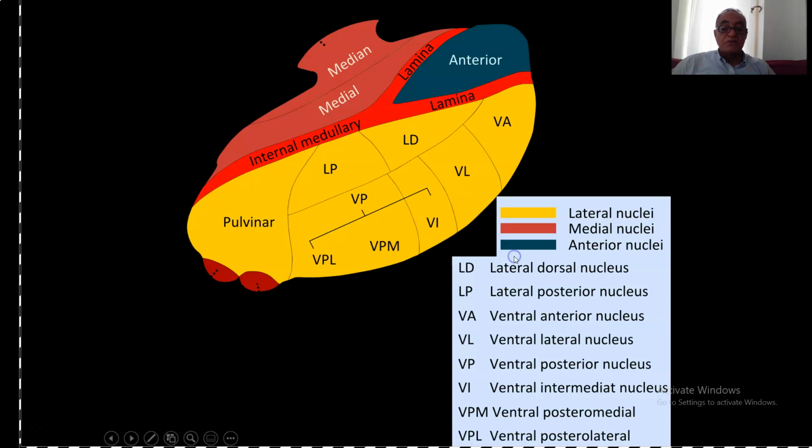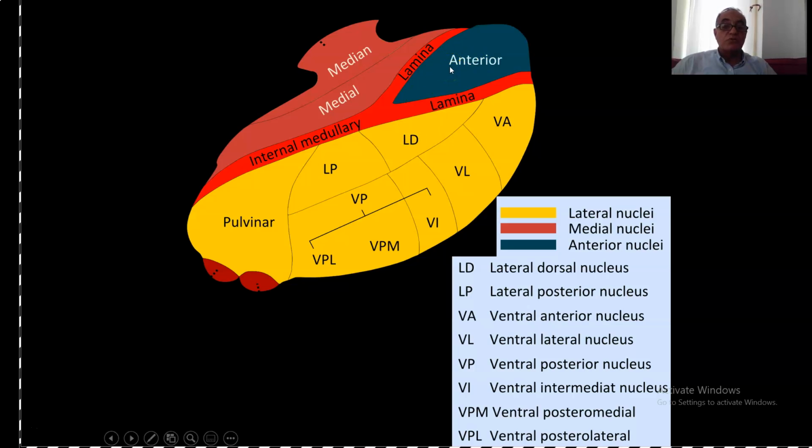The nuclei of the thalamus: if you look at the thalamus, you will find that it is divided by a Y-shaped structure called the internal medullary lamina into an anterior part, a lateral part, a medial part, and the most medial of the medial part is called the median part near the midline. Our main concern will be about the anterior part and the lateral part.